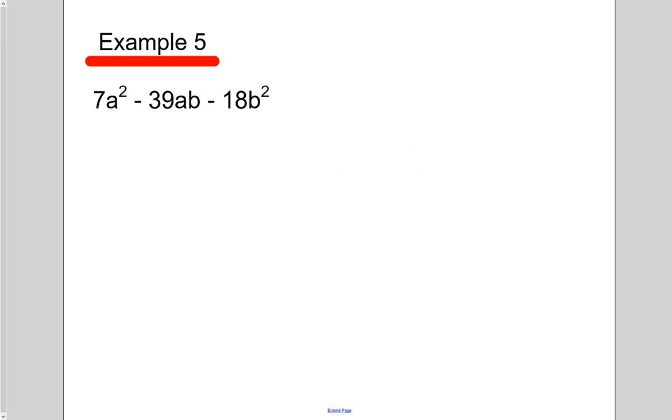I can't common factor anything out. What if I look at my numbers? Yikes. Okay, I got something that's going to multiply to, well, what's 18 times 7? 126. Okay, so it's going to multiply to 126, and it's going to add to negative 39.